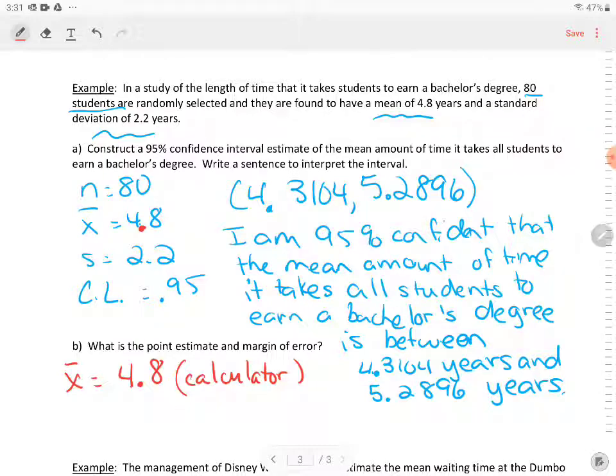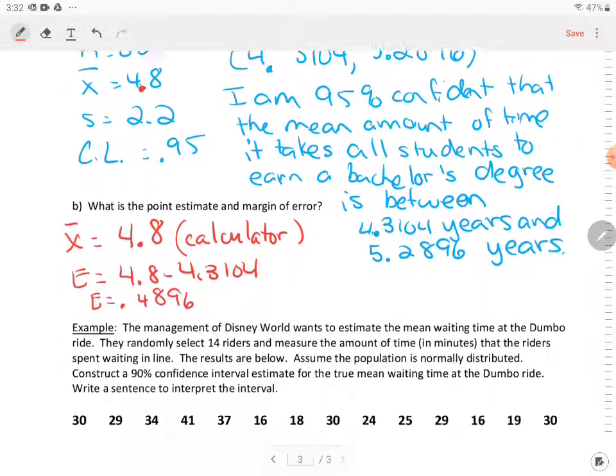So your error is equal to 4.8 minus 4.3104. It's easier to subtract the point estimate minus the right-hand value. And then we can take that answer and add it to the point estimate, and we'll get the left-hand value. And we get the error is 0.4896. And we've answered the questions.